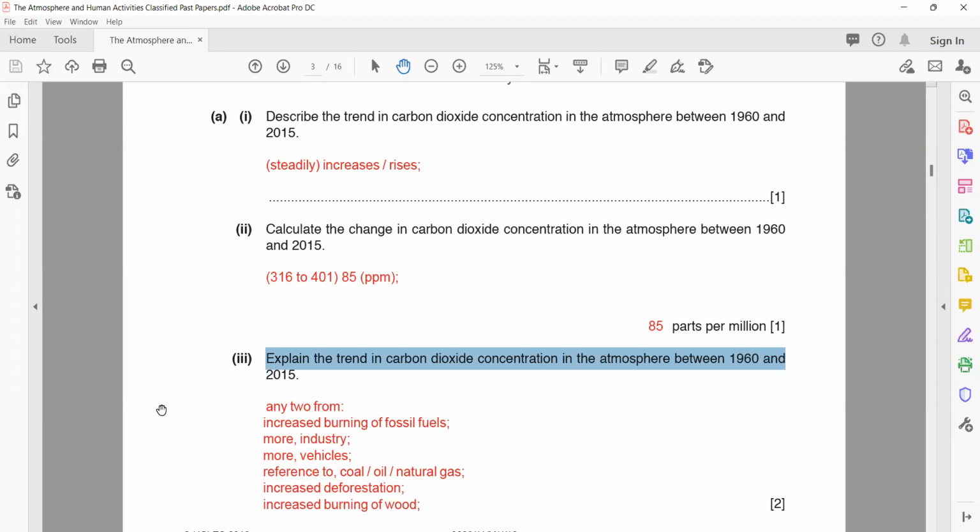So you can say that increase in the burning of fossil fuels. You can say more industry, because with the passage of time, more industries came, more vehicles, more burning of coal, natural gas, deforestation, increase of wood. All these are the reasons for the increase of carbon dioxide production. Got it?